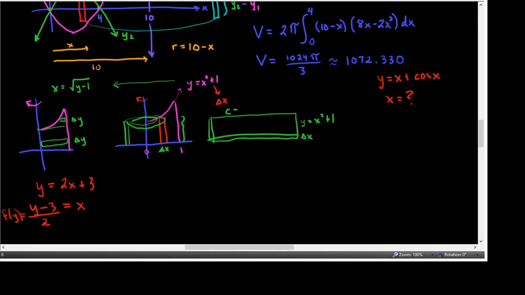And then this dimension, the length of the rectangle, is 2 pi times r. Now we have to figure out what r is. R is the distance from the axis of revolution to the curve where the rectangle touches it. Since we're going from the y-axis to the curve, that's a measure of x. So r is x in this problem.